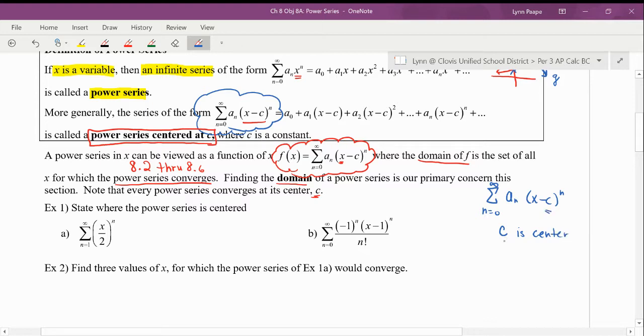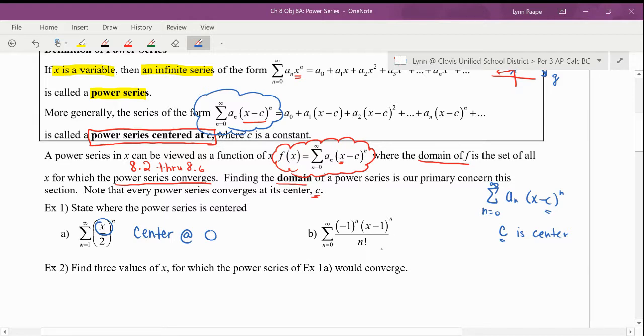We look to see what we are subtracting from the X value. Here it says to state where your power series is centered. So our center is going to be at 0. Why is that? Because if I look up here, I have X, so what am I subtracting from X? Well, nothing. So I can always use 0.